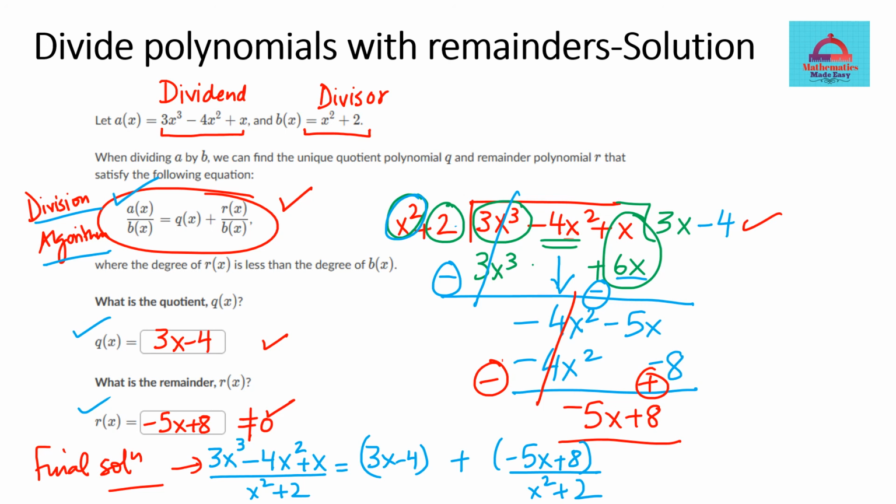So when you divide this dividend 3x cubed minus 4x square plus x with x square plus 2, the divisor, what you get is your quotient polynomial 3x minus 4 plus negative 5x plus 8, which was the remainder, divided by the divisor x square plus 2. So this is the last question for today. I hope with these three different kinds of questions you have now become confident in the method of long division.